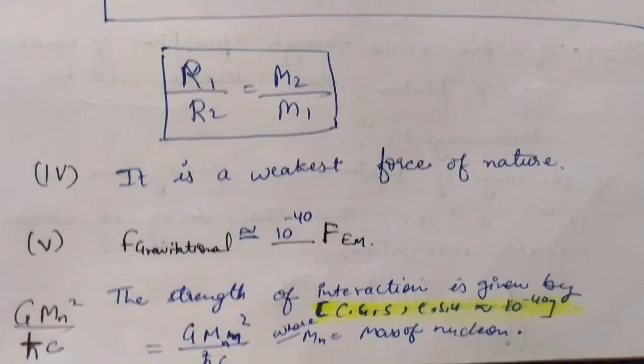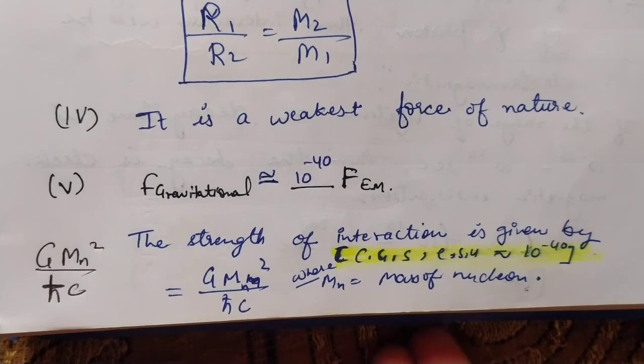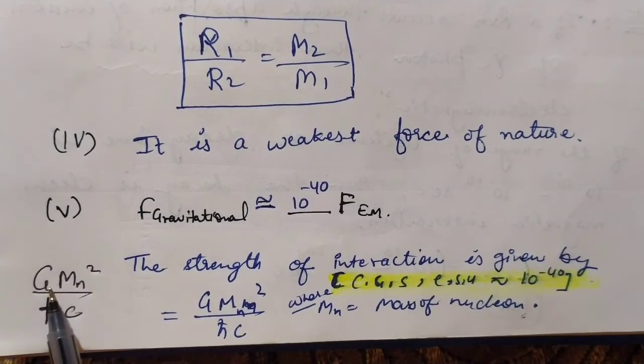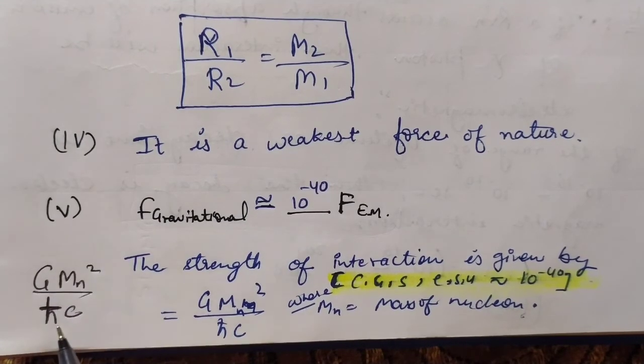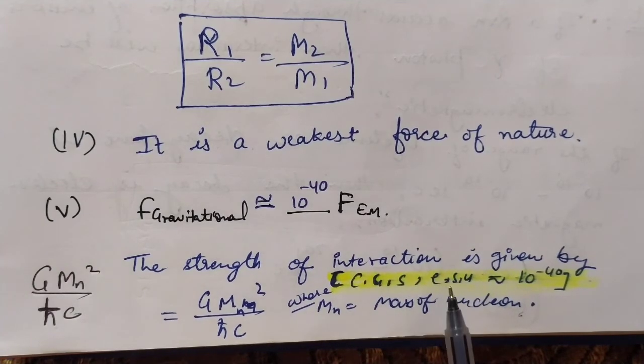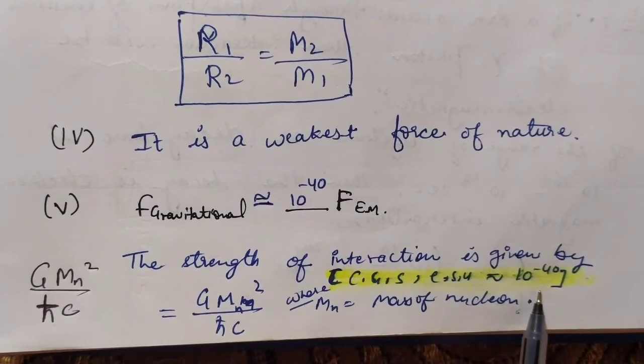Okay, then after that we will have this, the strength of interaction is given by, इसकी जो interaction की strength होगी वो हमारी किस फॉर्मूले से दी गई है? ये है हमारा फॉर्मूला G mn square h cut upon h cut c, where G is our gravitational constant, mn is our mass of nucleon, h cut is our Planck's constant, we can say that, and c is the velocity of light. Okay, स्पीड ऑफ लाइट या वेलोसिटी ऑफ लाइट कह सकते हैं, ठीक है. और इसकी जो यूनिट होती है CGS या ESU में दी जाती है, जो कि अप्रॉक्सीमेटली किसके इक्वल है? 10⁻⁴⁰.